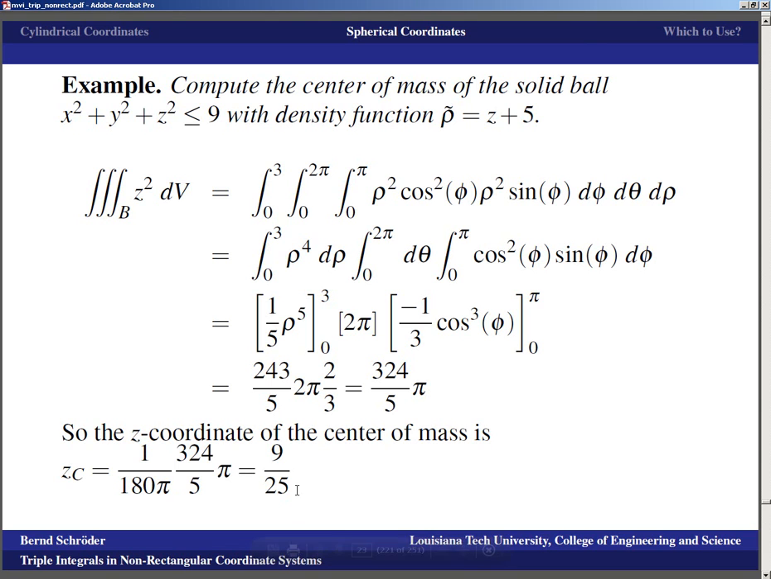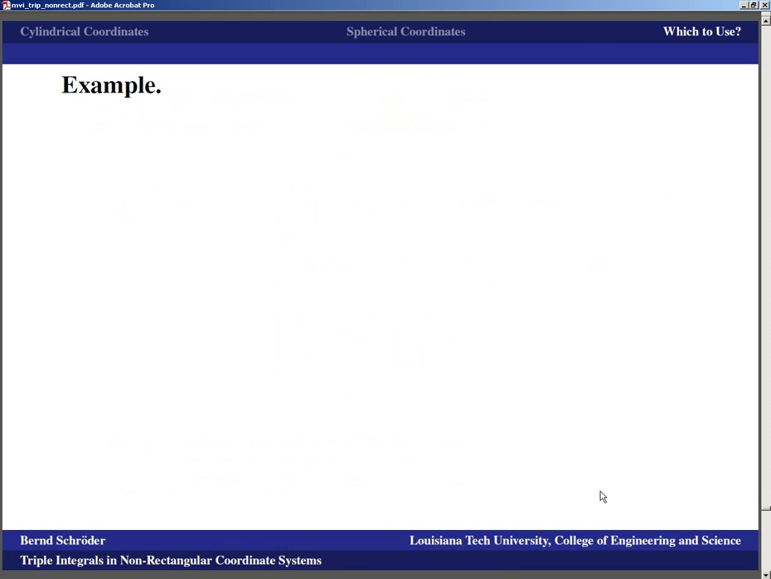And that is fairly sensible again because the density gets larger as z increases. We should have a z-coordinate of the center of mass that is above the xy plane, and then x_c equals y_c equals 0. Okay, so now we go on and have a final quick discussion.